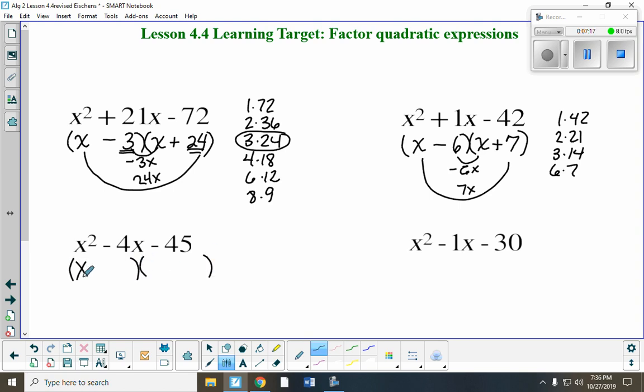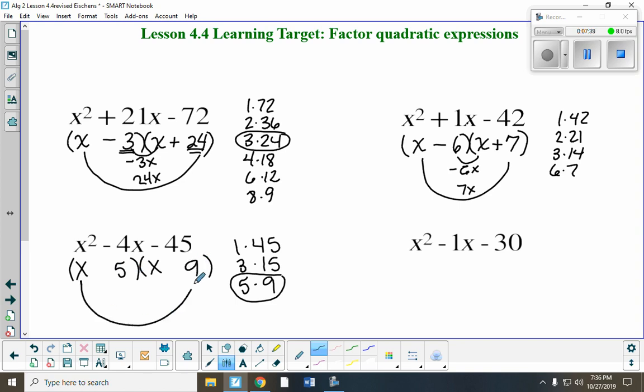All right, x times x, factors of 45, list those out. 3 times 15, 5 times 9. And the ones that would have a difference of 4, because since this is negative, one's positive, one's negative, so we're going to be subtracting, would be the 5 and the 9.